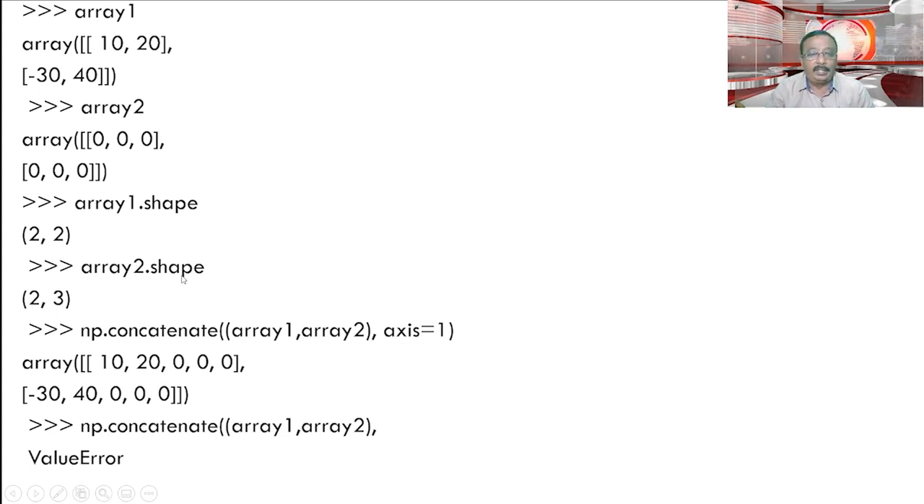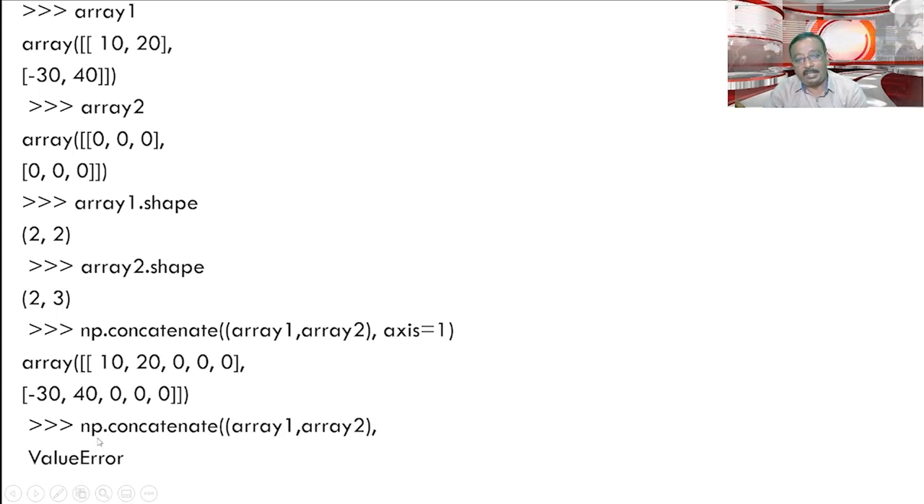So when you concatenate on axis 1, that is row-wise, it is possible because both the arrays have two rows. If the rows do not match, we cannot concatenate. So np.concatenate array 1 comma array 2 with axis equal to 1, we get the concatenated result of these two. The first row is 10 comma 20 followed by two zeros, and the next row is minus 30 comma 40 with three zeros. So this gives you the concatenation of these two.